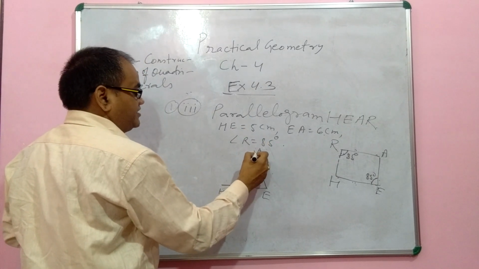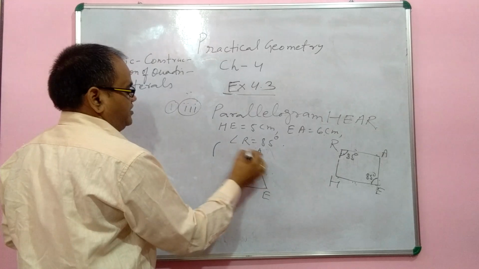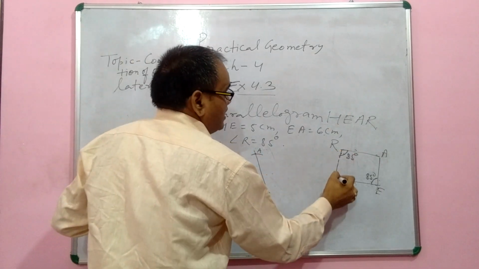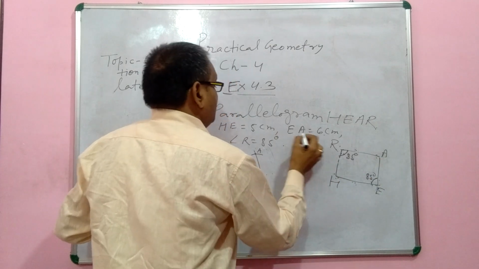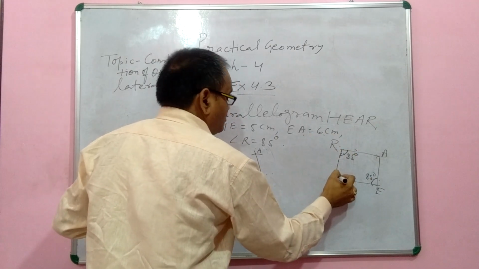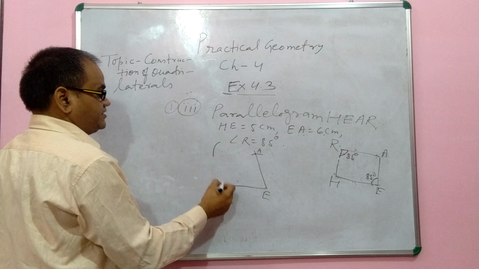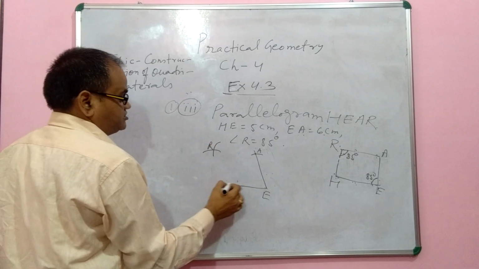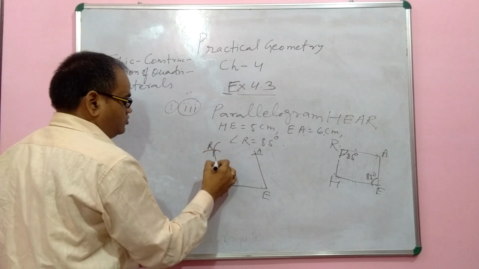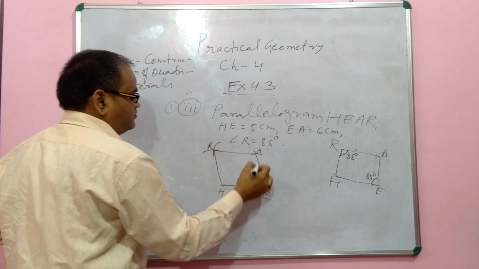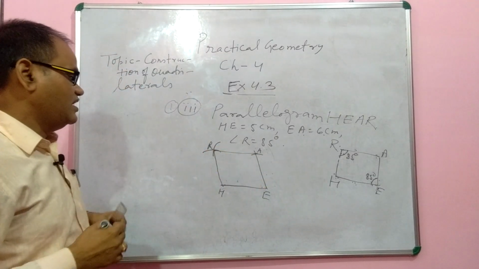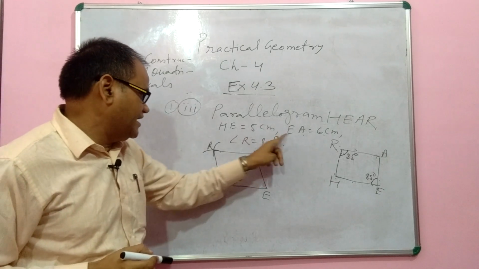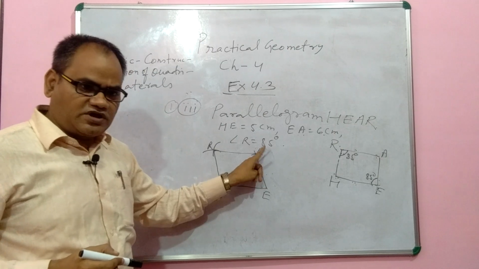Now you keep your compass at A. Cut it. This is AR. This is the arc of AR. Now this is HR. HR equal to EA. EA equal to 6 centimeter. The HR is also 6 centimeter. Now keep your compass at H. This is cut. This is HR. Now HEAR, your parallelogram is completed. This is your parallelogram with the help of two sides and one angle. Okay, completed. Thank you.